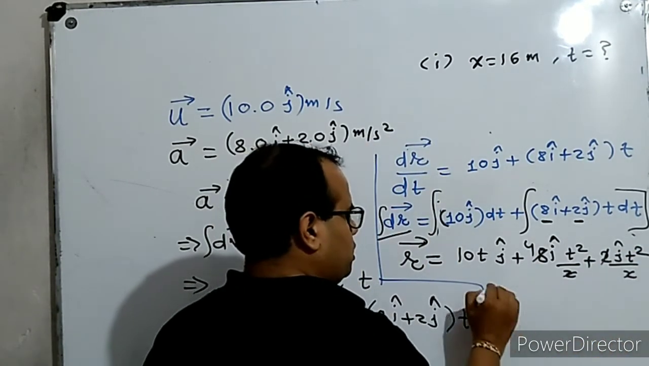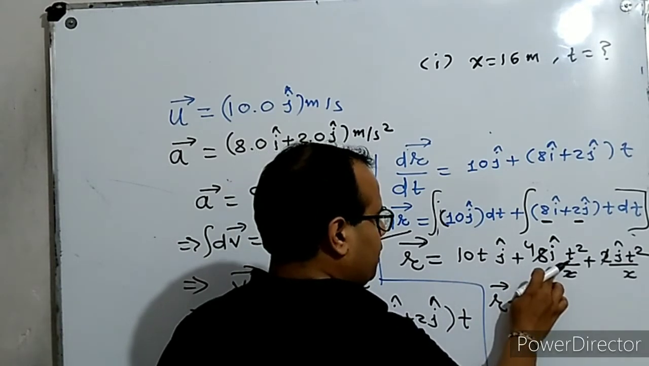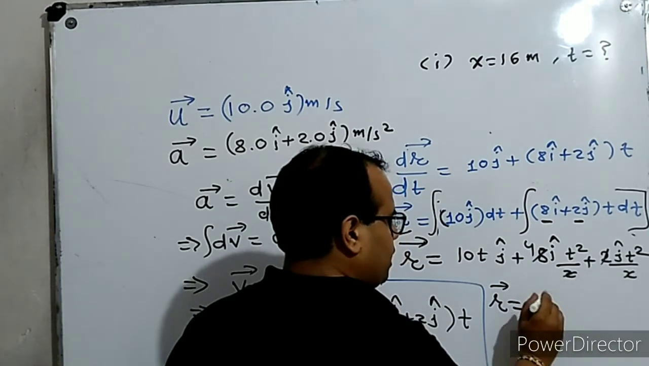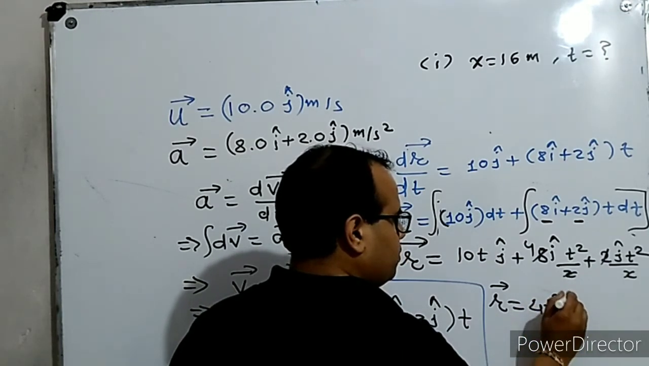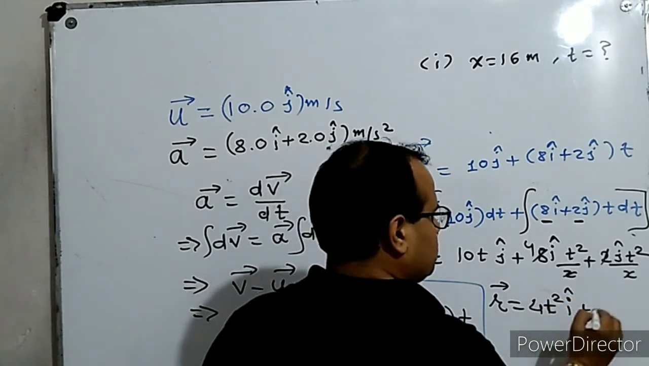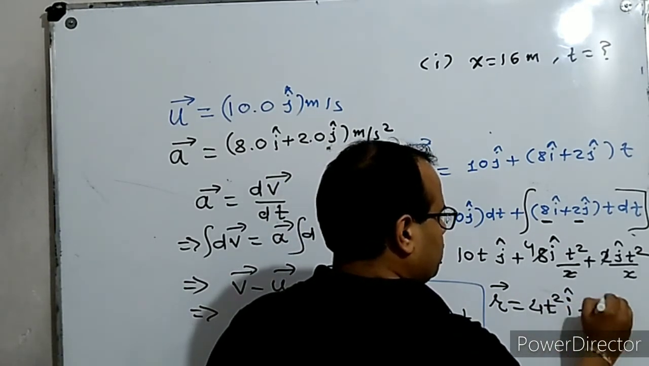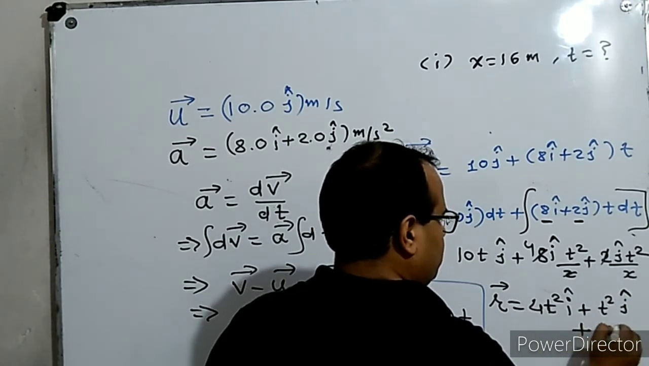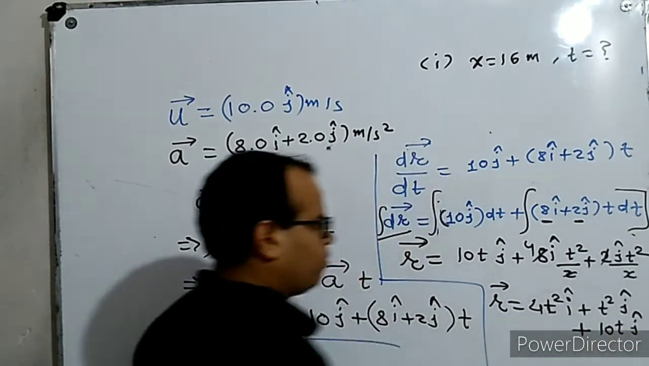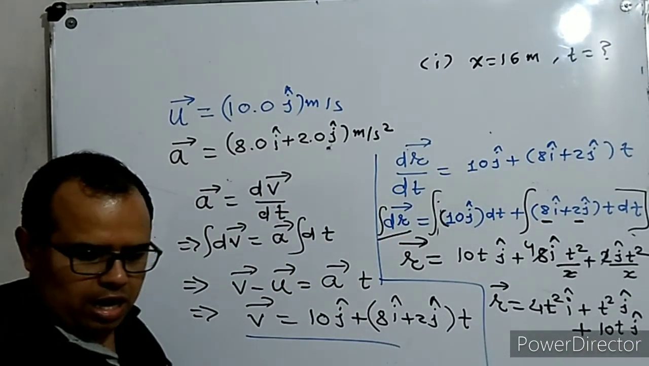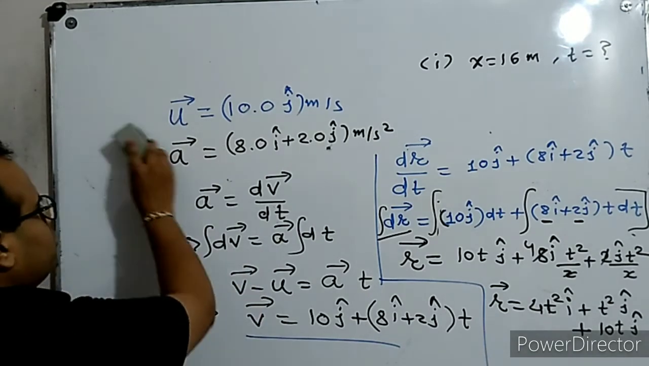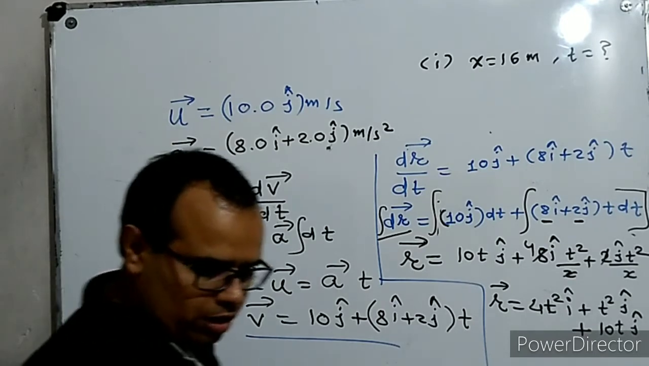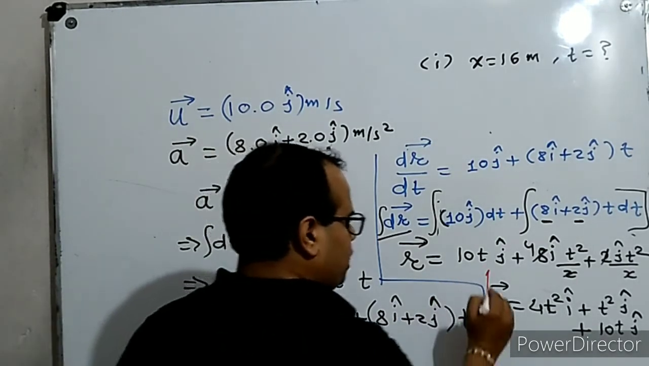R vector is equal to 4 t square i cap, plus t square j cap, plus 10t j cap. Okay, is it clear? So this is the R vector basically. Now after this much mathematics, what we come to know is this is the R vector. Okay, this much we have with us, the R vector.